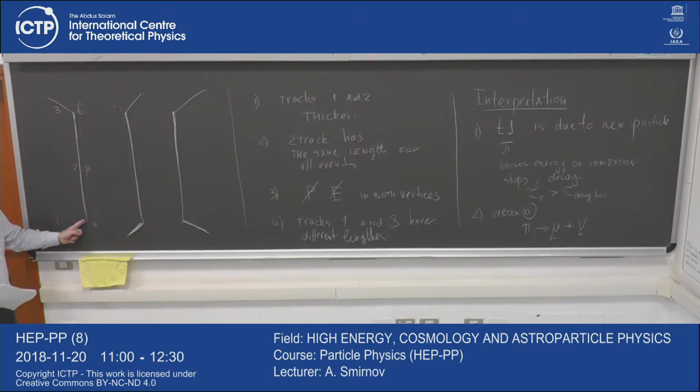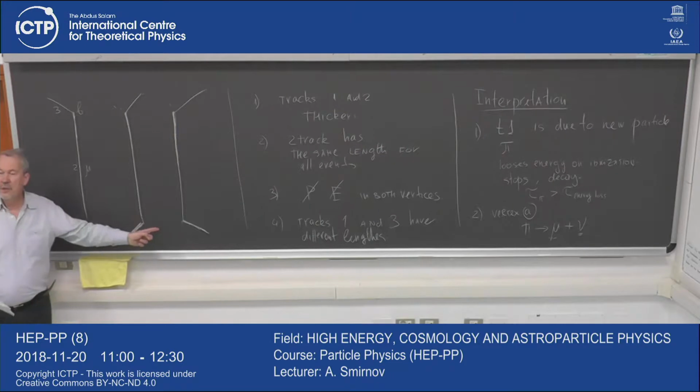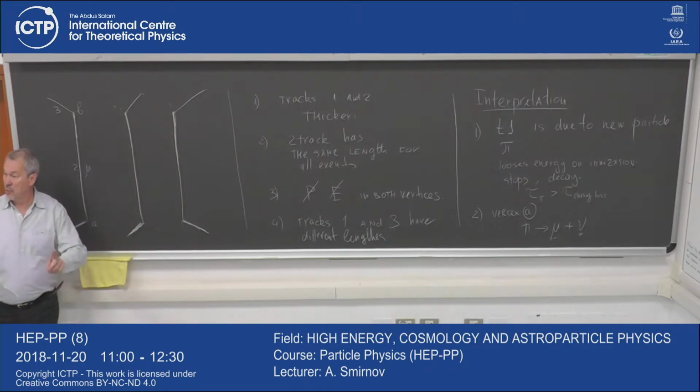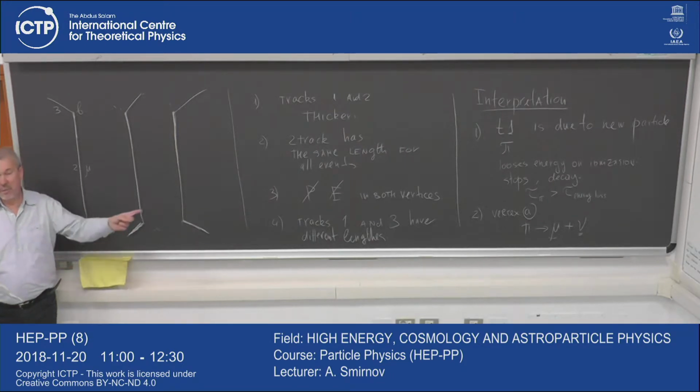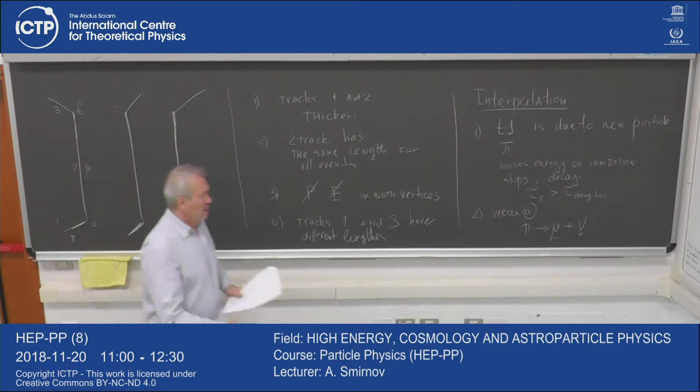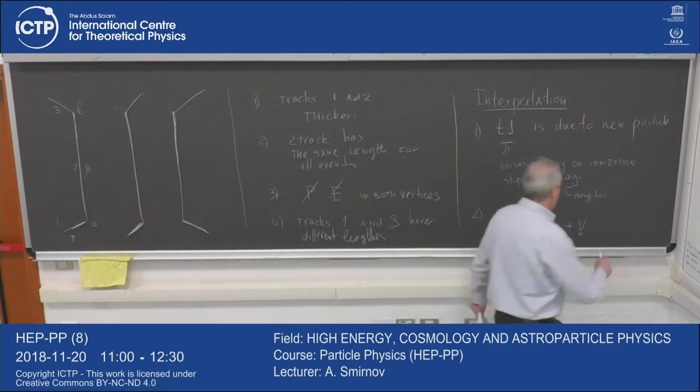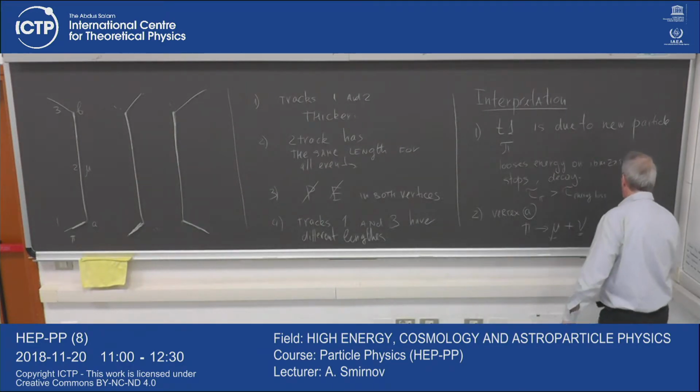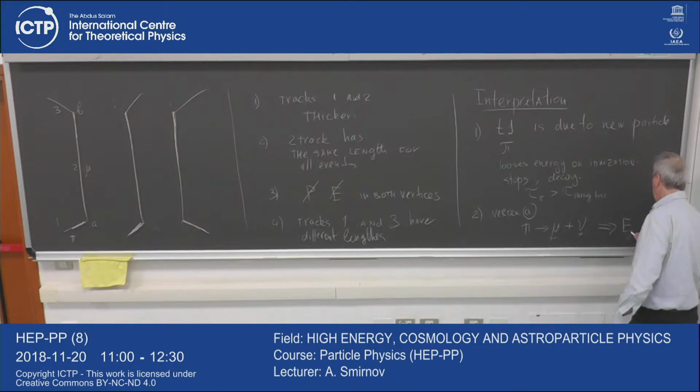The fact that we have here a two-body decay means that the energy of the muon in all these events is the same, because this is a two-body decay, and it is just determined by the kinematics of this two-body decay. Okay? So the consequence is that the energy of the muon in all events is the same.